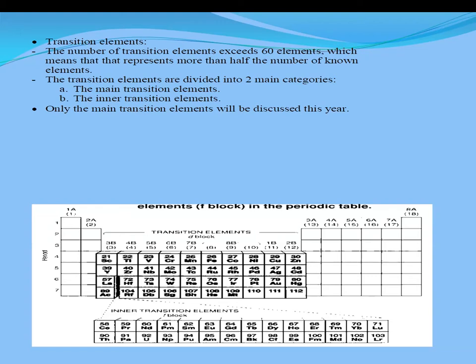The number of transition elements exceeds 60 elements, which means that they represent more than half the number of the known elements till now. The transition elements are divided into two main categories. The first one is main transition elements, and the second is inner transition elements. Only the main transition elements will be discussed this year.